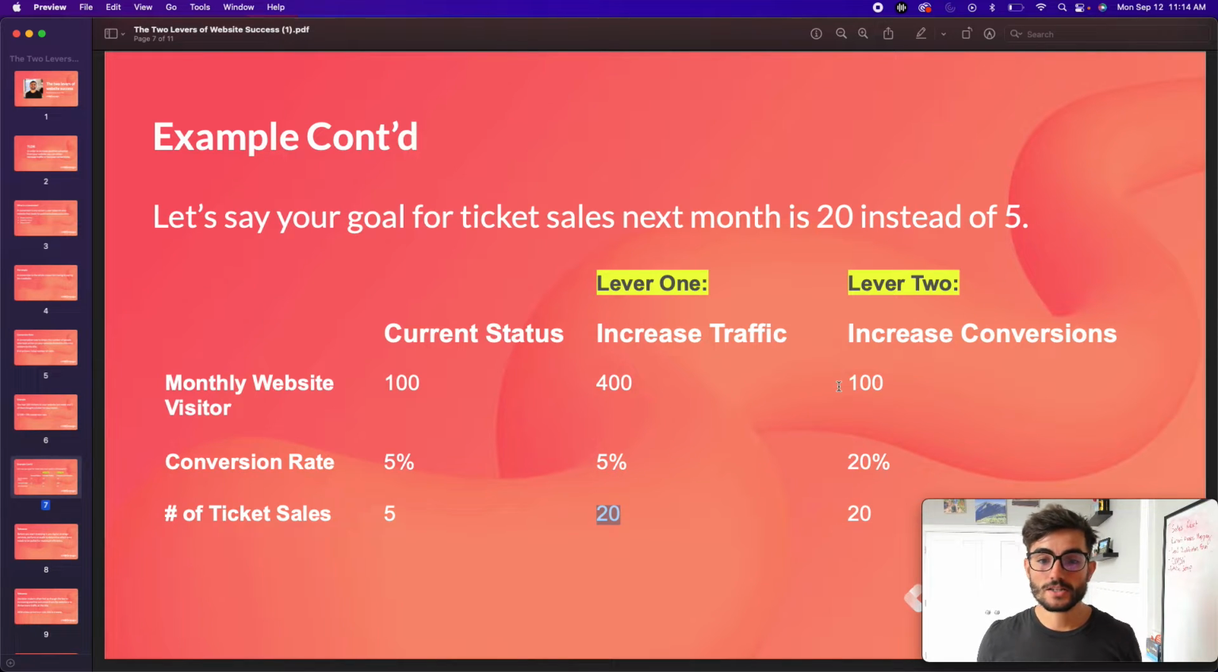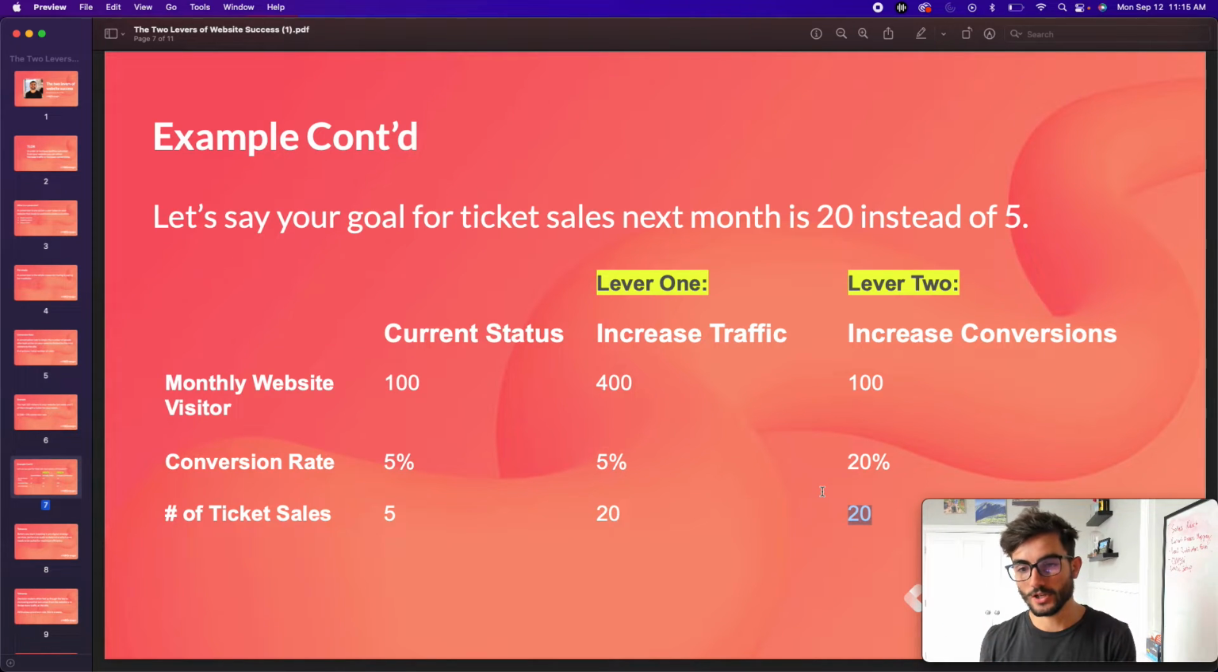Lever 2 says, let's not invest any money in additional traffic. Let's focus on adding some better UX, bigger buttons, more urgency, better language, and we'll focus on increasing our conversion instead. So we increase the conversion rate to 20%, which means 1 out of every 5 visitors to the site converts. So boom, now you have a 20 ticket sale number that you got using a different route.